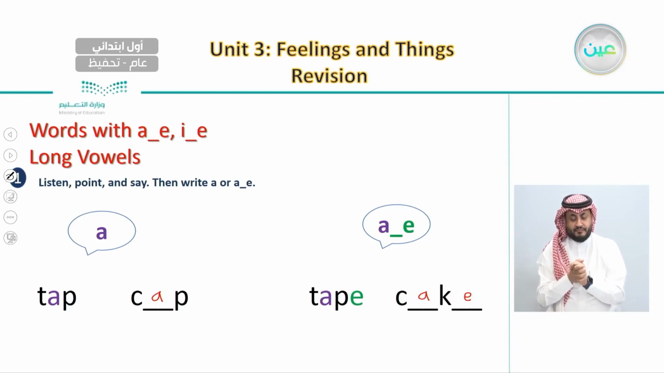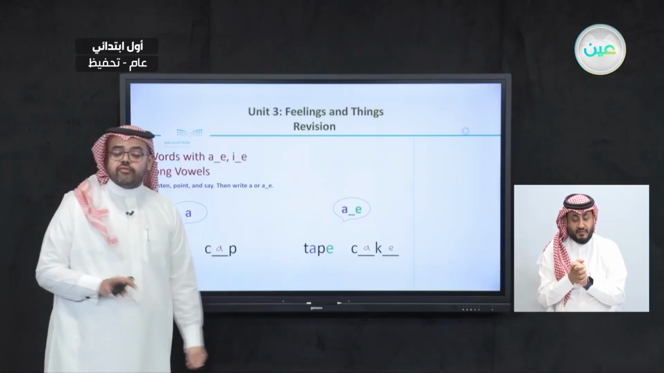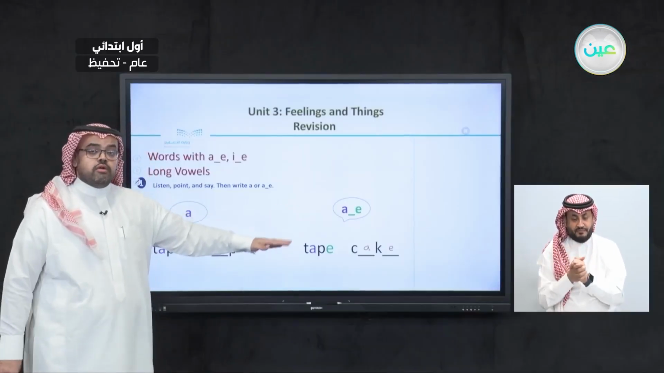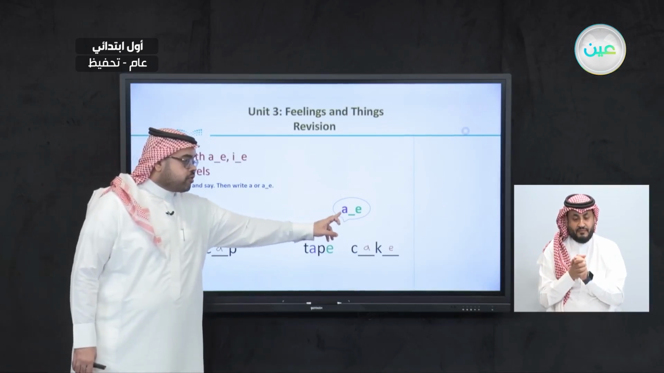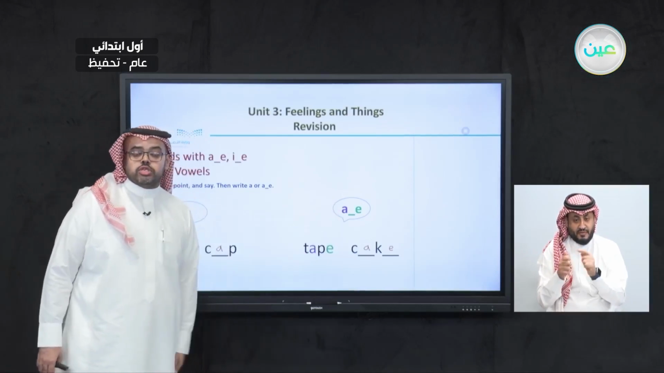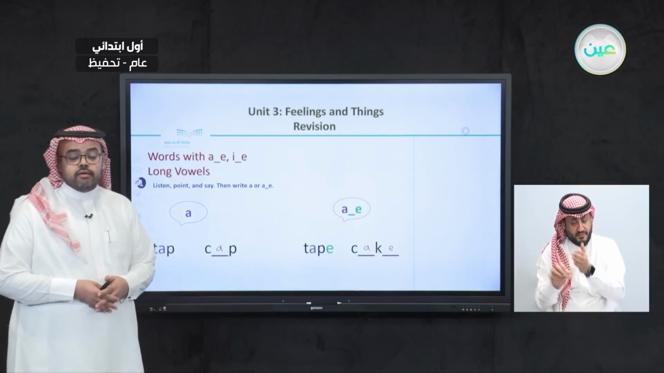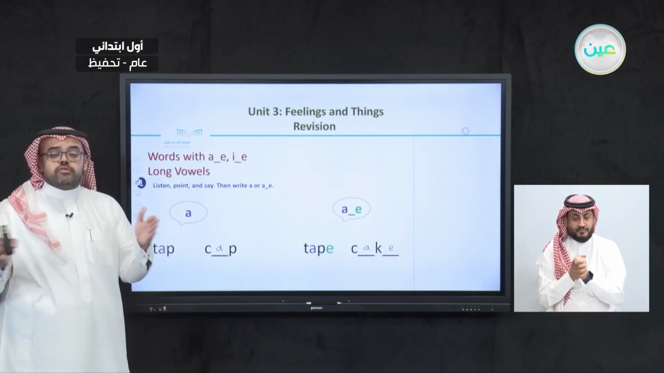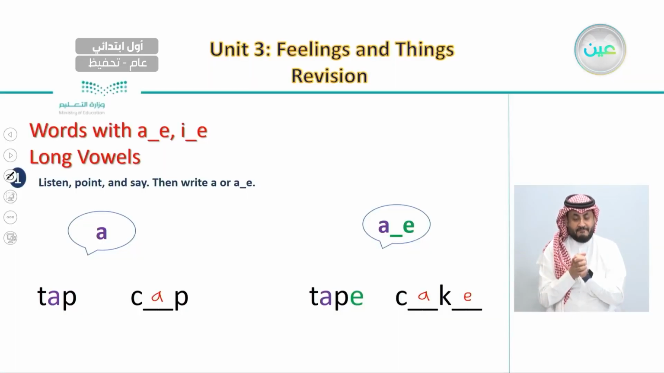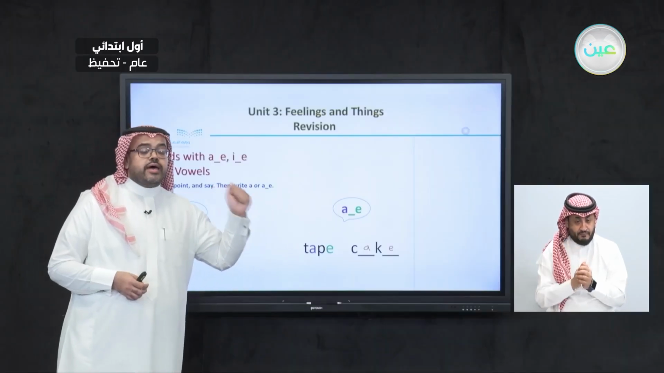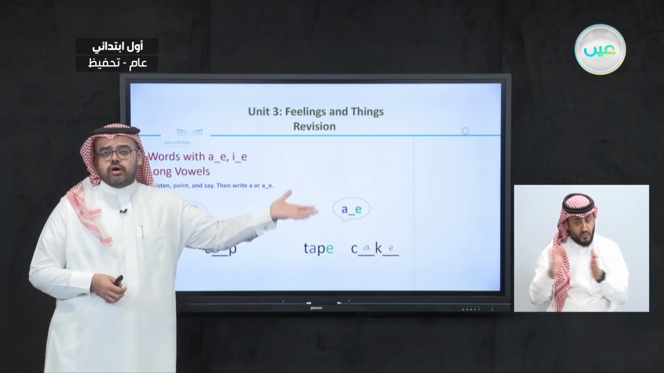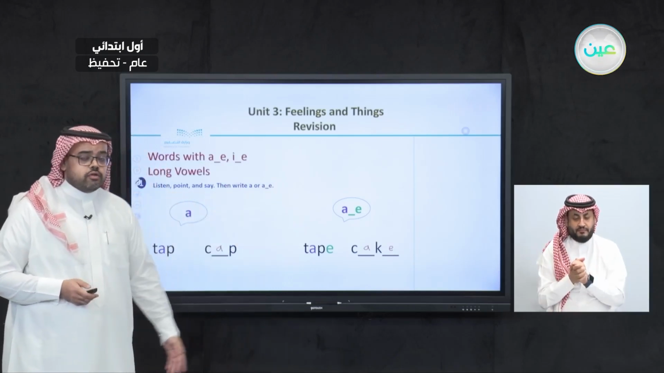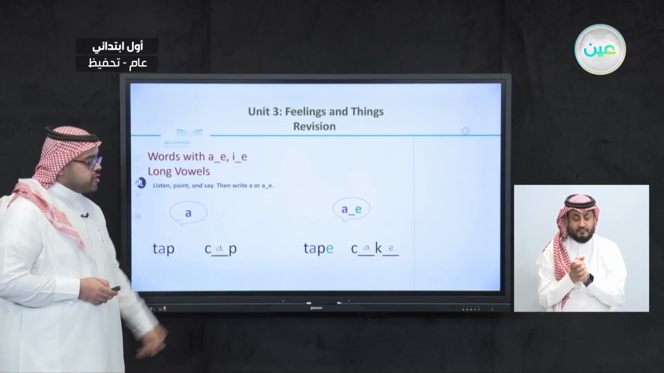So this is the role that E plays when we have a word that ends with E, and we also use a vowel, which is the A. In this case, we pronounce it as a long vowel, tape and cake and take. So we have other words we can use here in this case.